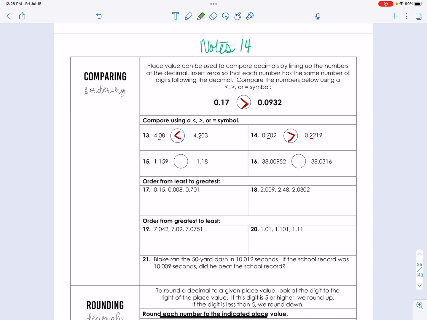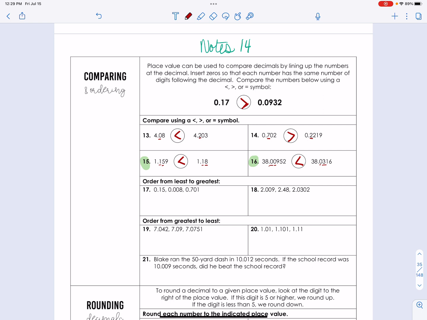So I would like you to pause the video and do 15 and 16. Okay, so the 1 is the same, and then I'm going to go to the hundredths, and the 8 is bigger. Okay, 38 is the same, 0 is the same, and then this is a 0, this is a 3, 3 is bigger.